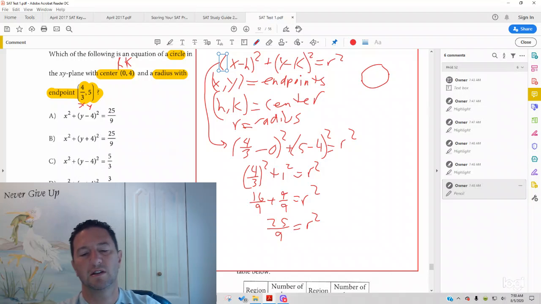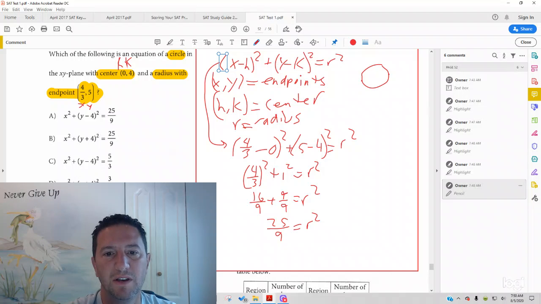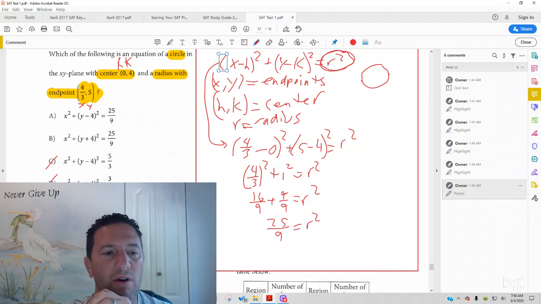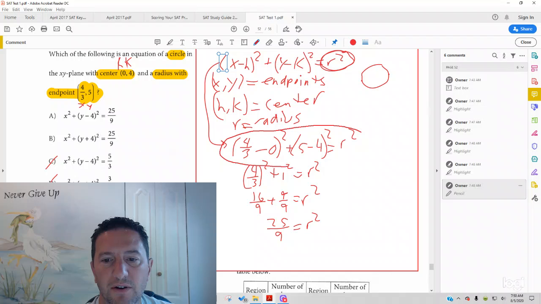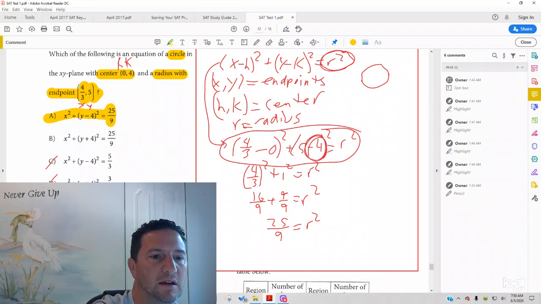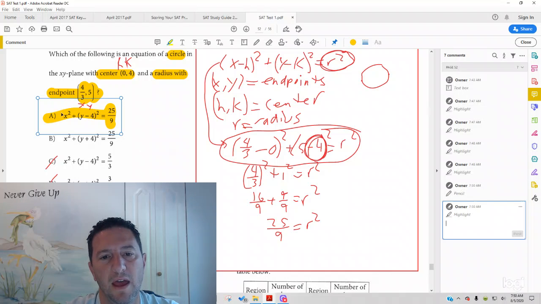Then most students would take the square root of both sides to get your radius, but keep in mind, in the standard form, if you look at the top of your screen, r squared is isolated. 25 over 9 should be isolated. Based on that, I could get rid of answer choices C and D, because you can see my r squared is 25 over 9. And even if we look at this step right here, you could see that it's minus 4 for your k, and so the answer is A. Okay, so that is how it would go.